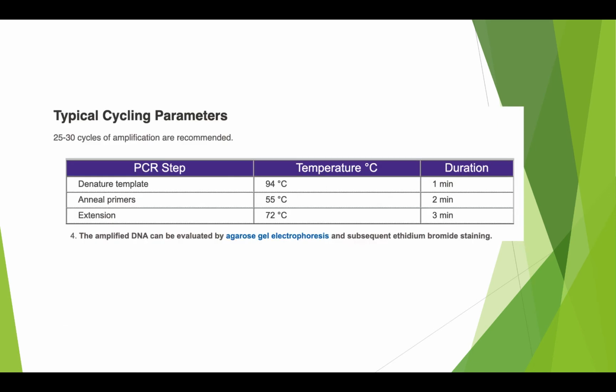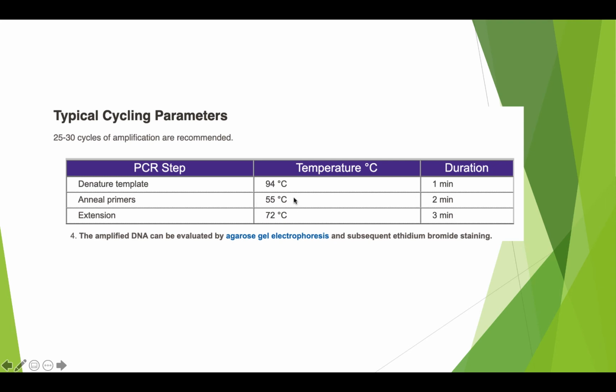Typical cycling parameters, as we said: you denature usually at 95 or 94, depending on the polymerase you buy, for 1 minute. Usually it's not really 1 minute. The time you really need depends on the DNA you're working with, genomic DNA, plasmid DNA, whatever. The larger the DNA, the more time you want to give it to denature. But usually 1 minute is more than enough.